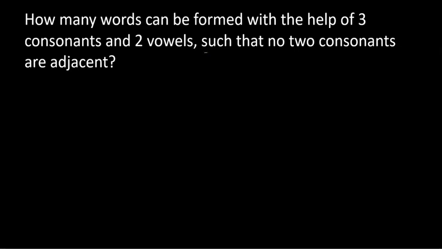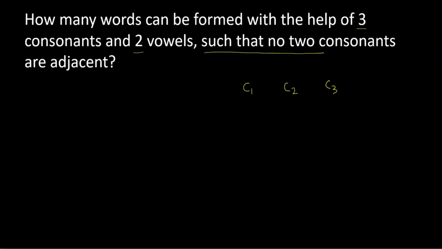And this is an important condition. No two consonants are adjacent. That means none of the consonants are coming together. You can think of the problem this way: I've got five items with me, three consonants and two vowels. I'm representing the consonants by C1, C2, and then C3. So these are the consonants.